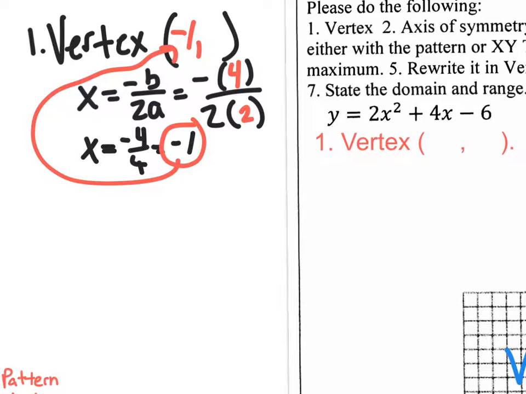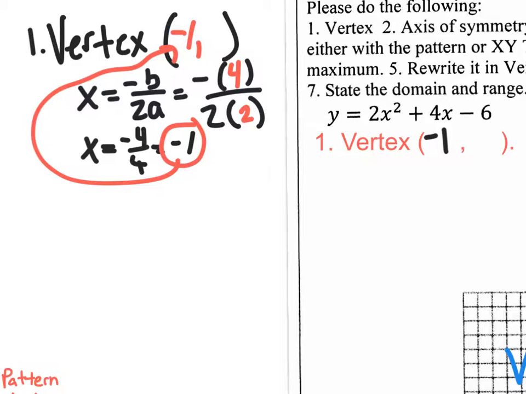Now, if we want our y value of our vertex, we're simply going to take that x value of negative 1, and we're going to plug it in right here into this x spot and into this x spot. So we're going to take the negative 1 and plug it into both x's, work it out, then we'll be able to find our y value of our vertex. So far we have the x value. Let's plug it all into the equation to find the y value.